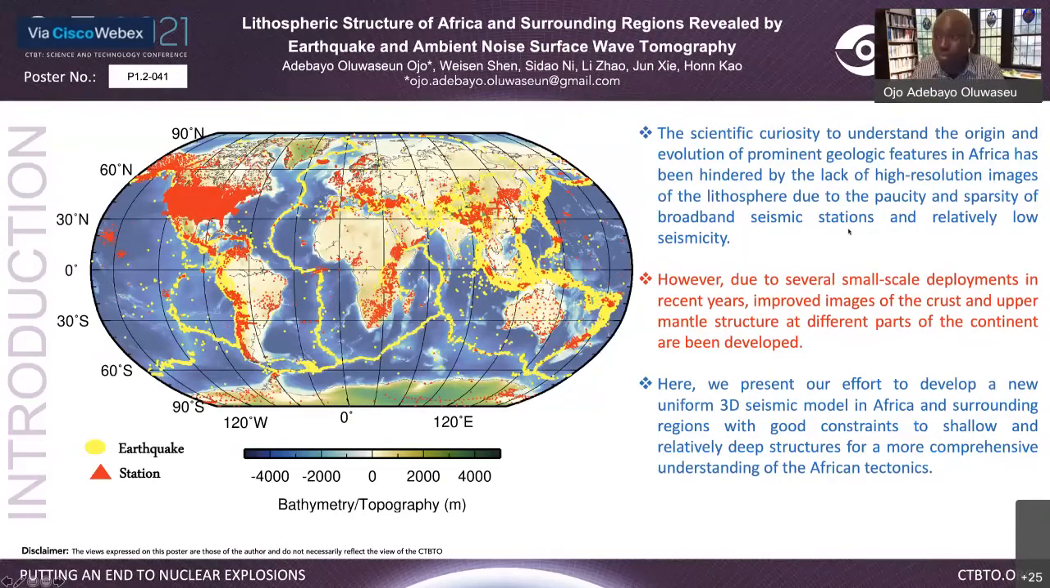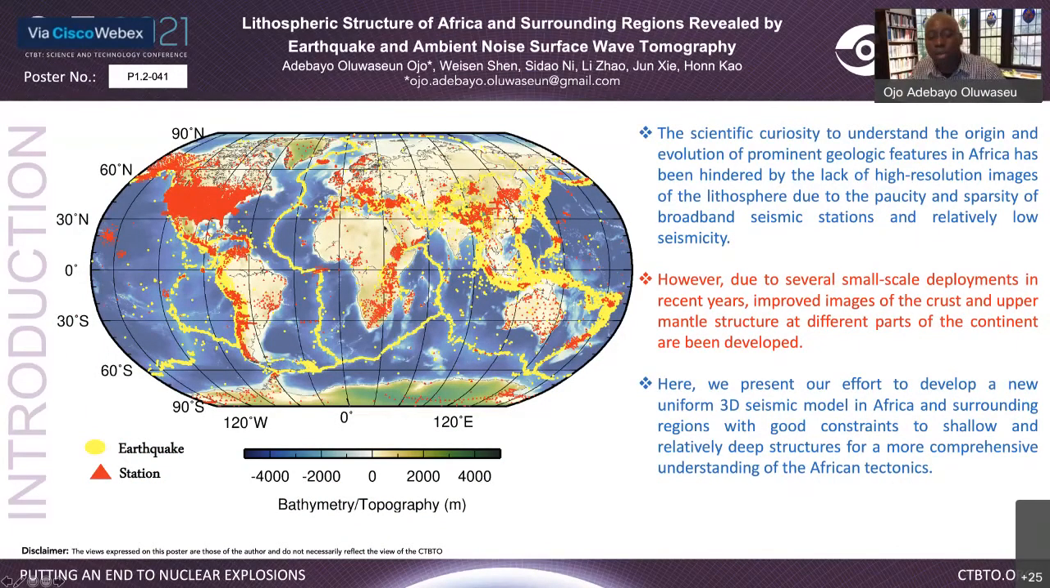Yeah, so currently the continent of Africa lacks a high-resolution seismic model that connects the entire continent both laterally and at depth, both in the crust and the uppermost mantle. The reason is not far-fetched. If you take a plot of the distribution of global seismic stations and events, you would see the obvious paucity and sparsity of seismic stations and seismicity in the continent of Africa.